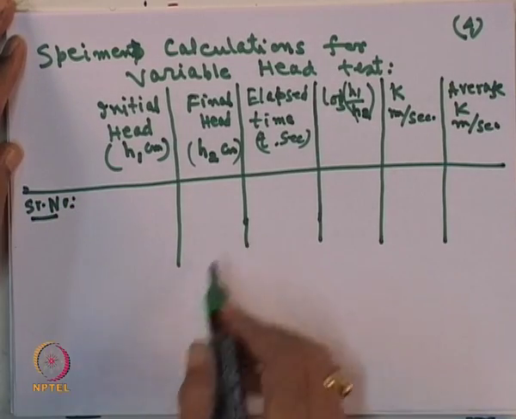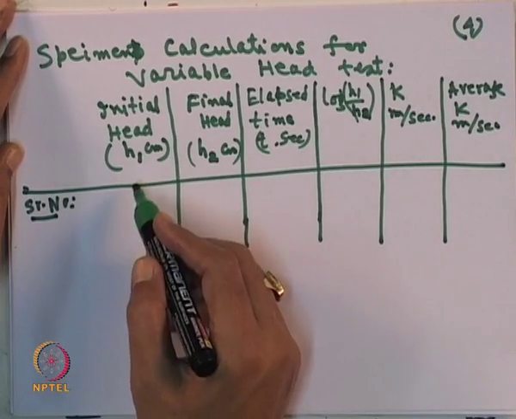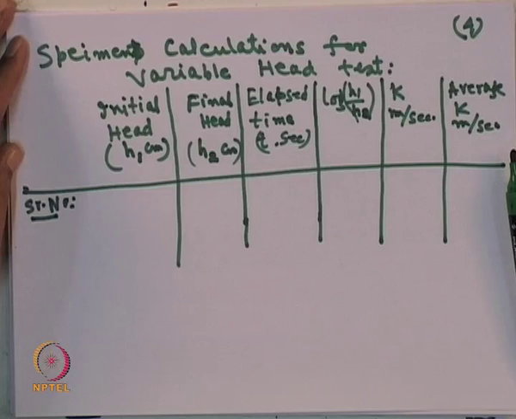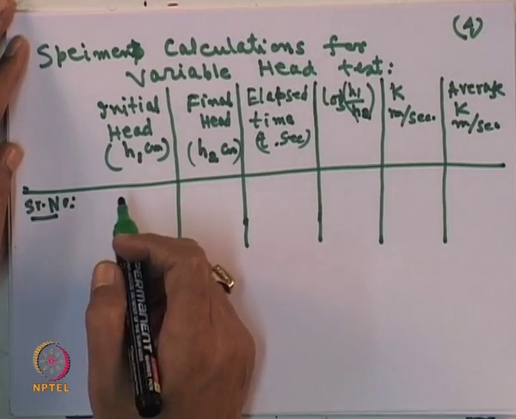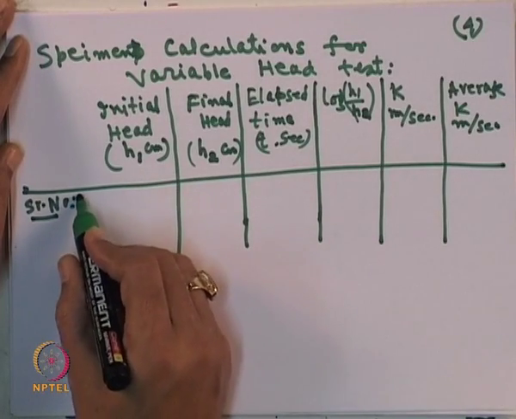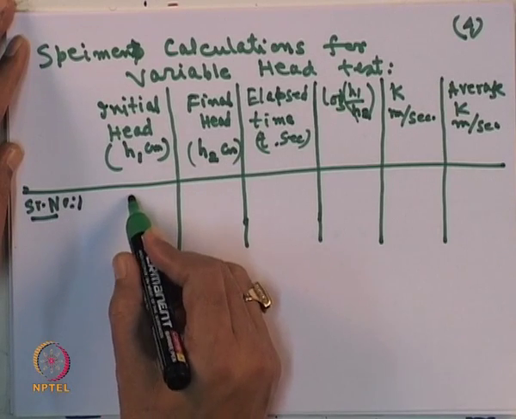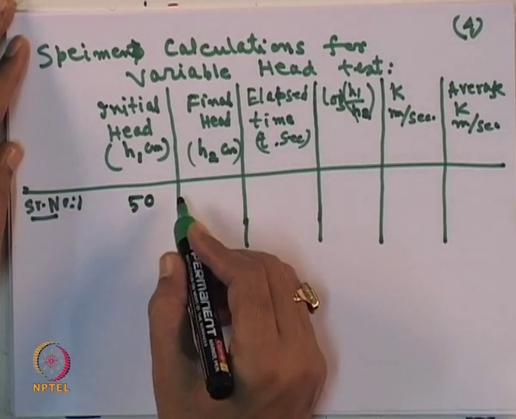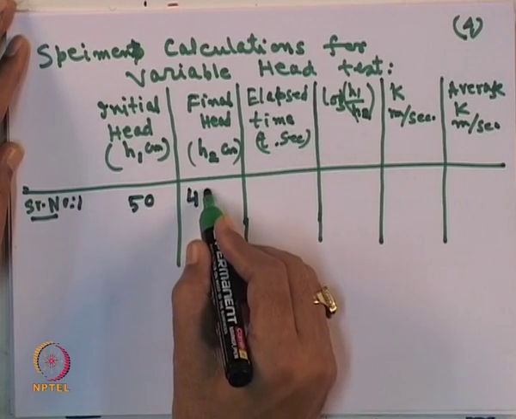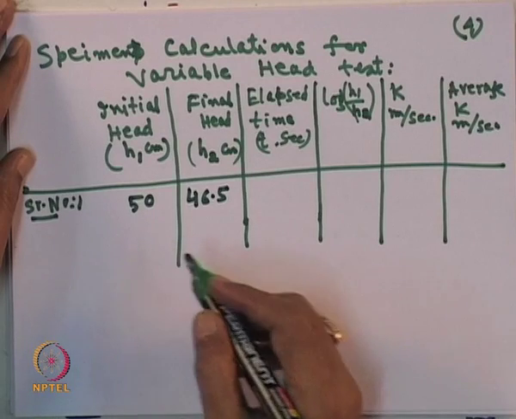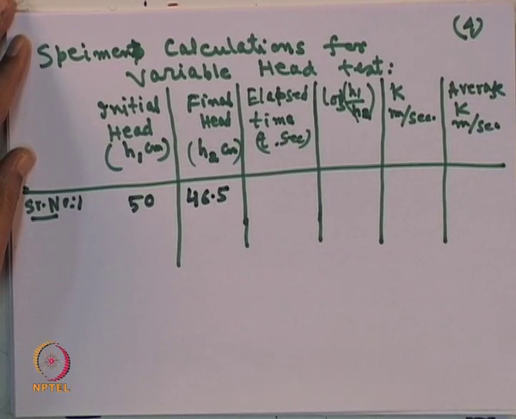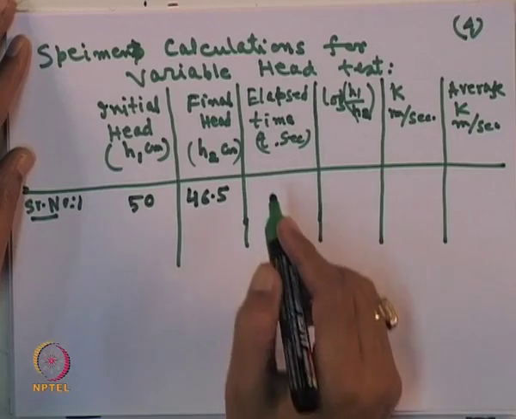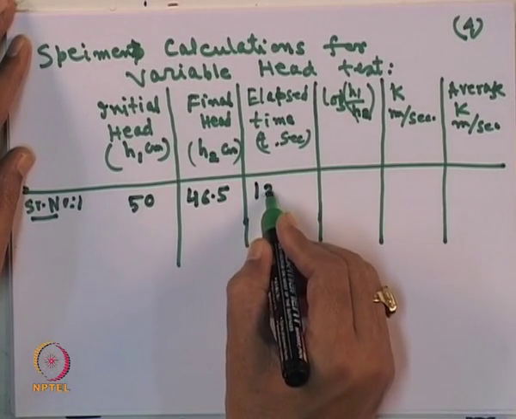Okay. Let us say that the initial head, that is h1, for the serial number 1 is 50 centimeter, and the final head, this is h2, is let us say 46.5 centimeter, and when the water falls from h1 to h2, it takes time, let us say time is equal to 120 seconds.